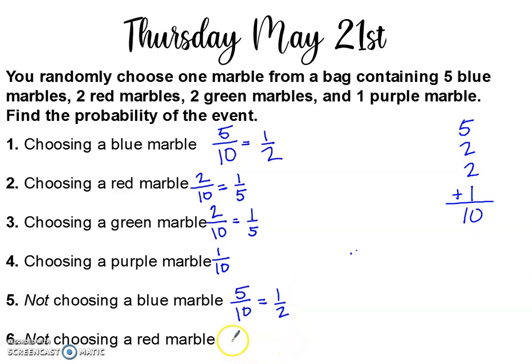What about not red? Well, 2 of them are red. That means that 8 of them are not red, and there are still 10 in the bag. And I can reduce that to 4/5, right? 2 goes into both of those, 4/5. So this is finding a probability of a singular event. You need to be able to do this. It's the first third of the quiz.